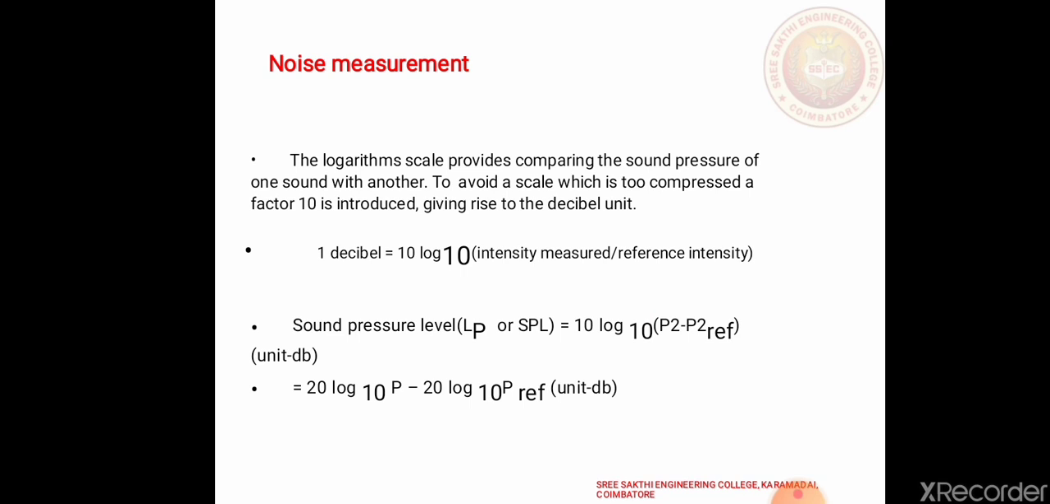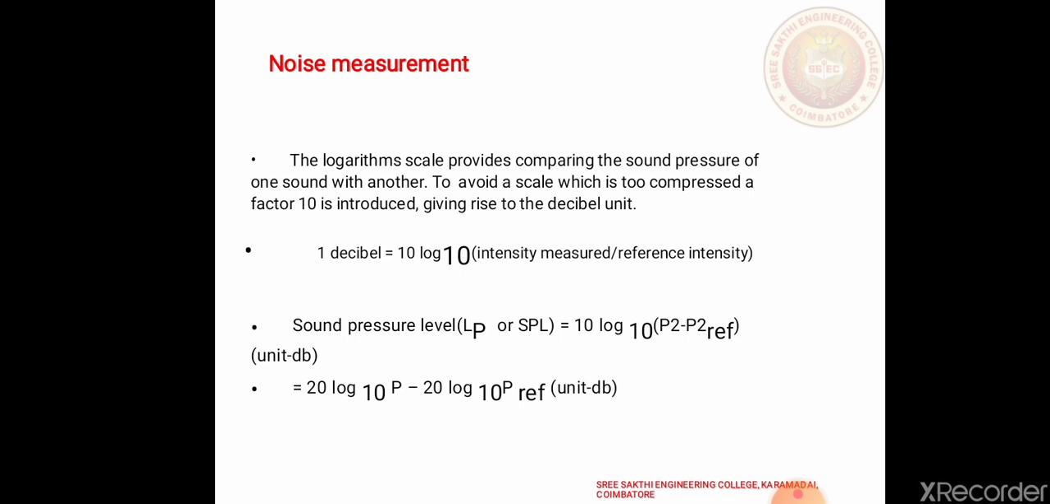To avoid a scale which is too compressed, a factor of 10 is introduced, giving rise to the decibel unit. It is the ratio expressed in logarithmic scale relative to a reference sound pressure level. 1 decibel is equal to 10 log 10.